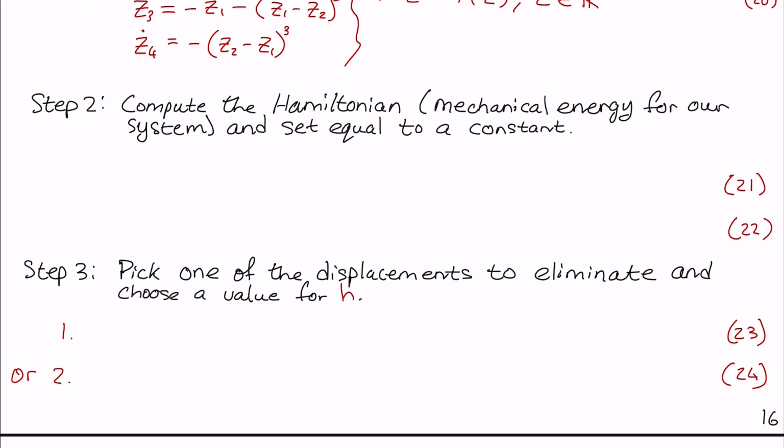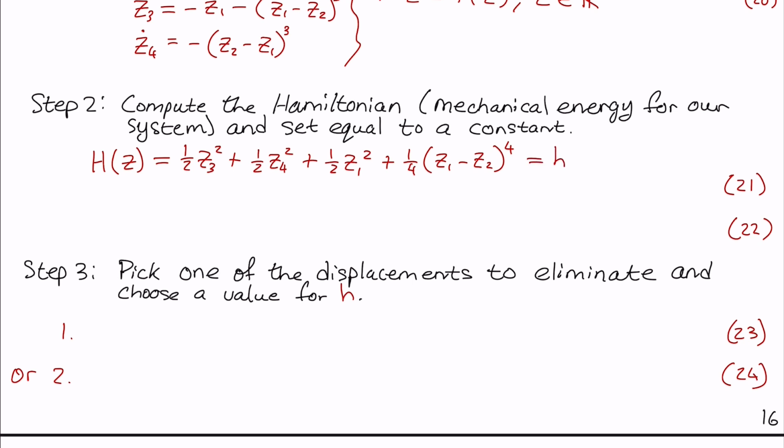So we're going to first compute the Hamiltonian, and we're going to say that our Hamiltonian, big H of the vector z, is, in this case, the mechanical energy. This is equal to 1/2 z3 squared plus 1/2 z4 squared plus 1/2 z1 squared plus 1/4 times z1 minus z2 to the 4th, and then we're going to set that equal to a constant h.